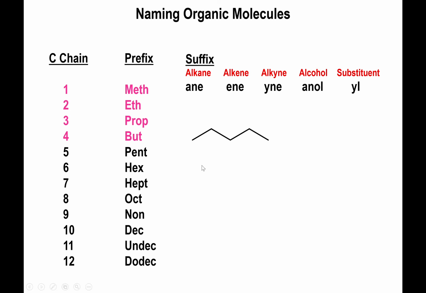We have the alkane molecule right here, which has 5 carbons. So if you count, you have 1, 2, 3, 4, 5. We have 5 carbons present in there. And for 5 carbons in a row, we go with the prefix pent. This happens to be an alkane, so we're going to go with the suffix ane. So the name of this molecule is simply pentane.